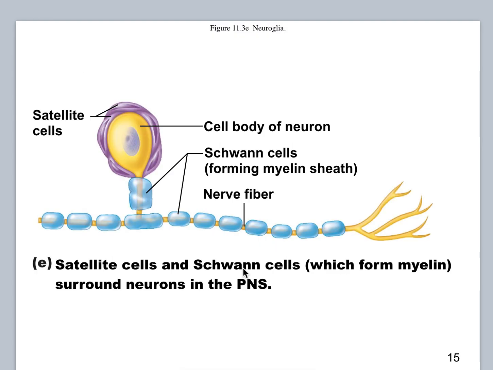Here's a picture of a neuron with the satellite cells around the cell body of the neuron. Here's a neuron axon, and it has these little areas of Schwann cells that are wrapped around it. This actually helps the nerve conduct electricity faster than without these myelin sheaths.